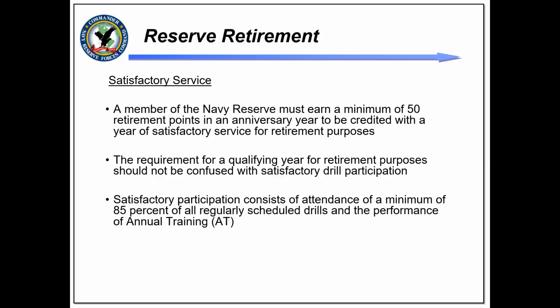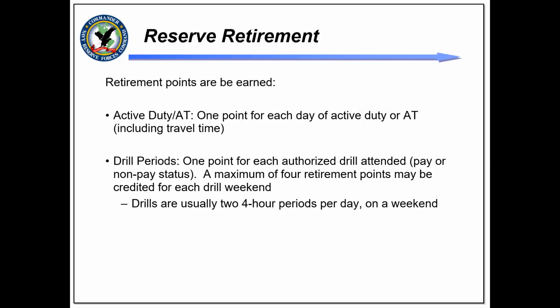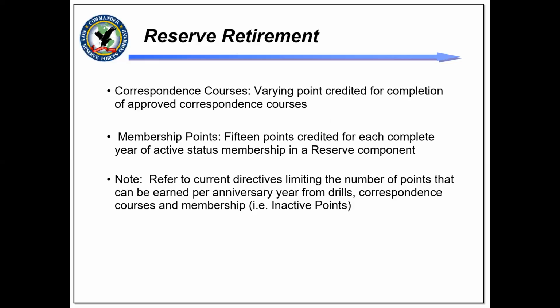The requirement for a qualifying year for retirement purposes should not be confused with satisfactory drill participation. Satisfactory participation consists of attendance of a minimum of 85% of all regularly scheduled drills. Active duty, AT: 1 point for each day of active duty or AT, including travel time. Drill periods: 1 point for each authorized drill attended, pay or non-pay status. A maximum of 4 retirement points may be credited for each drill weekend. Drills are usually 2 4-hour periods per day on a weekend.